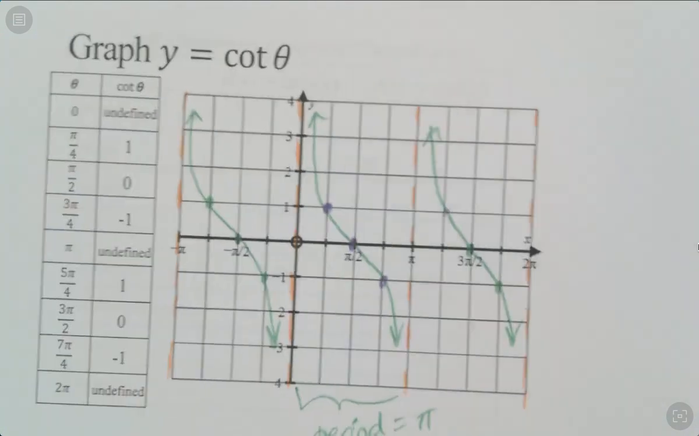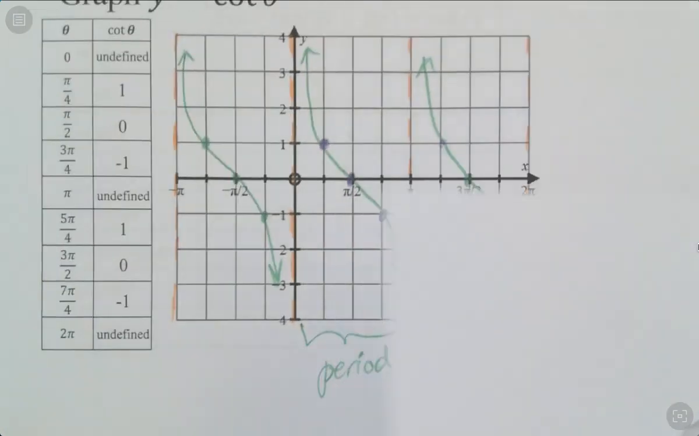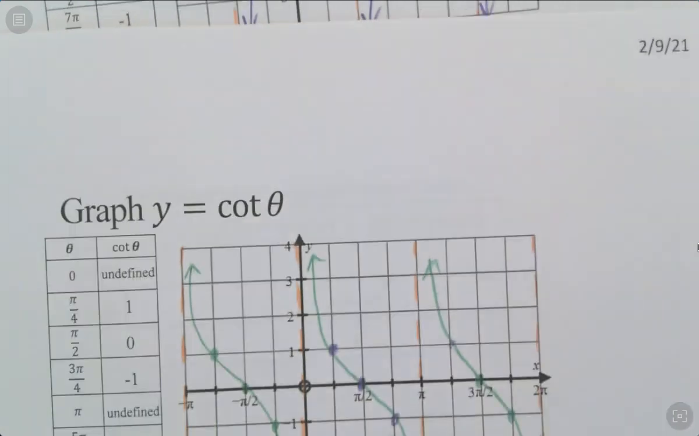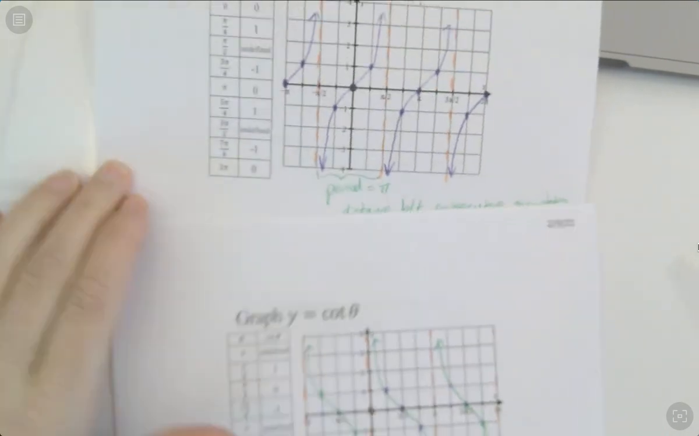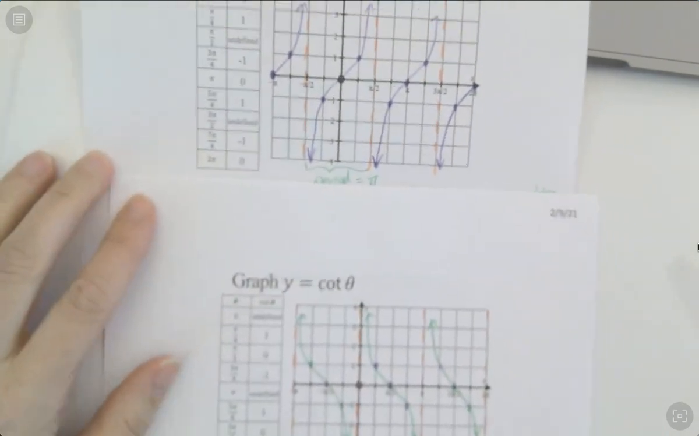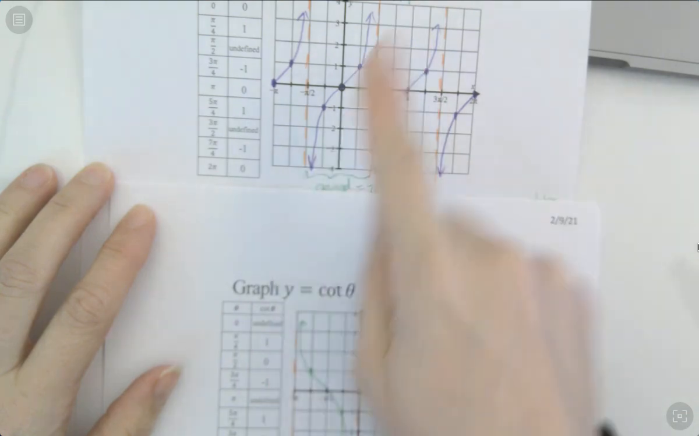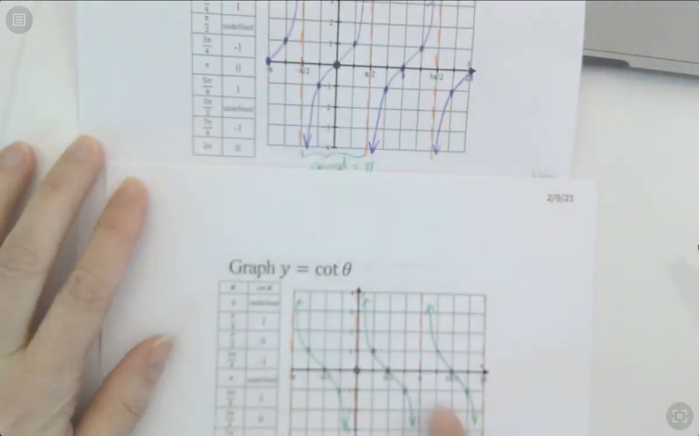So let's discuss some of the differences and similarities between the tangent function and the cotangent function. What do you notice? A reflection in the x-axis, okay. So this one is increasing, each little branch is increasing, and here each one is decreasing. What else?